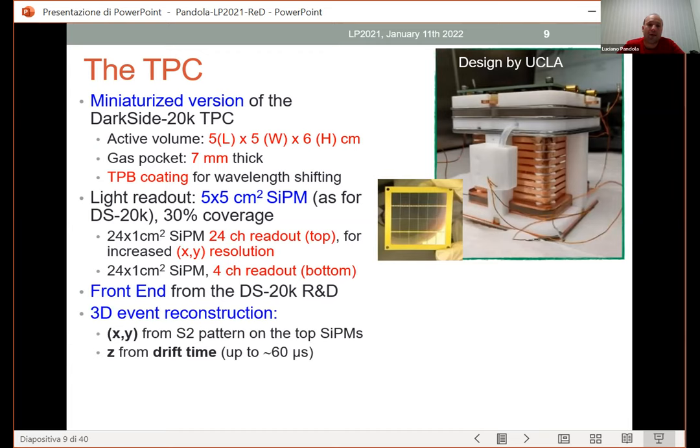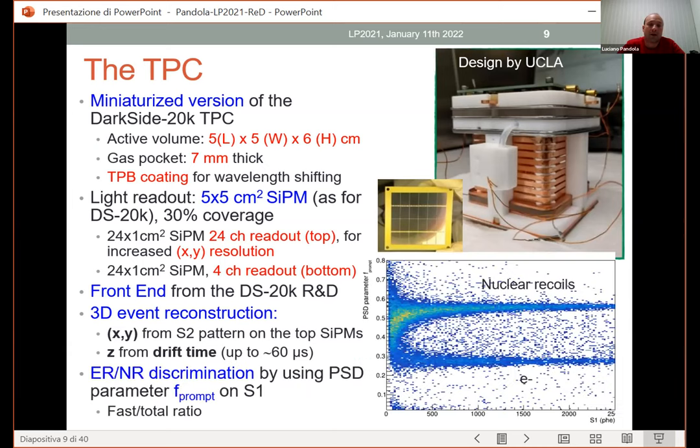As mentioned in the previous talk, a dual-phase TPC allows for 3D event reconstruction. X and Y are known from the S2 pattern on the top silicon PMs, so you check where the secondary signal takes place on this matrix of silicon photomultipliers. And the Z coordinate is given by the drift time between the interaction site and the multiplication region, so how long the electrons take to travel from the interaction site to the multiplication phase.